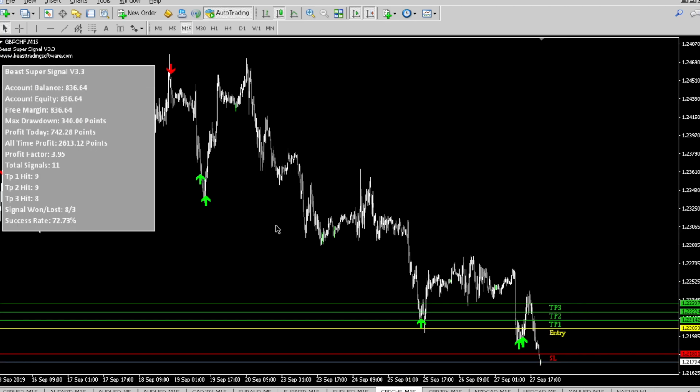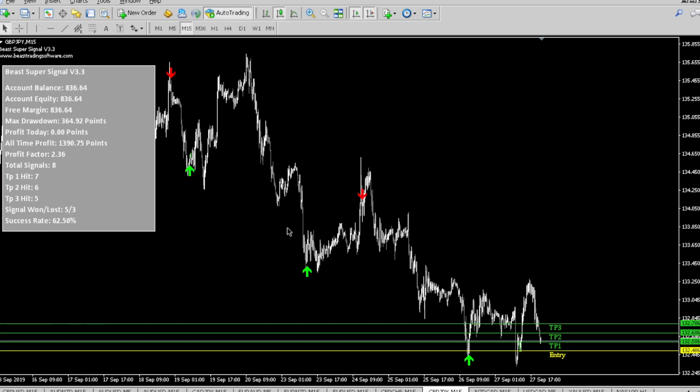Here we're on the pound and Swiss franc. Looking into last week, we had a fantastic sell, a losing buy signal, made up for it with the following buy signal, another good buy signal, and then here another two good buy signals before it reversed. So on this pair as well, we averaged 261 pips with a 72% accuracy. So this has been a pretty good week on this pair.